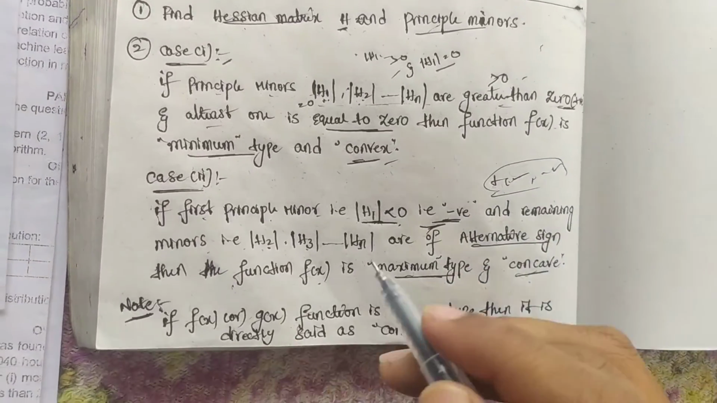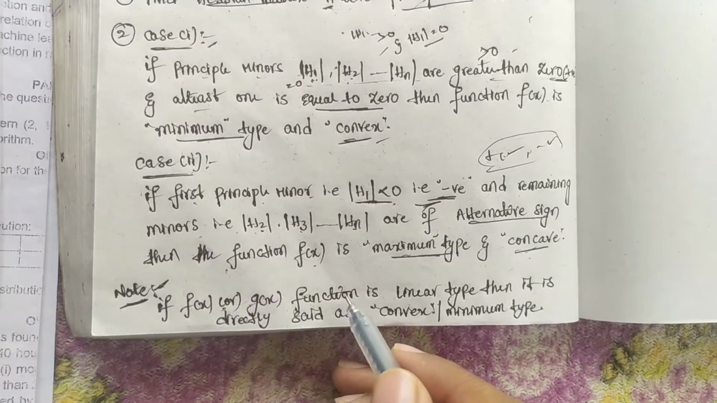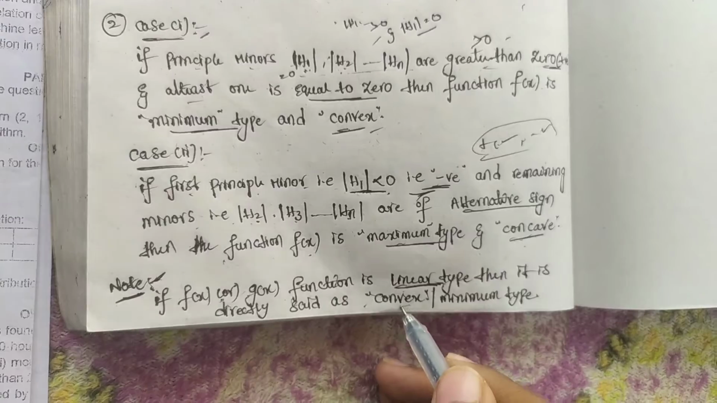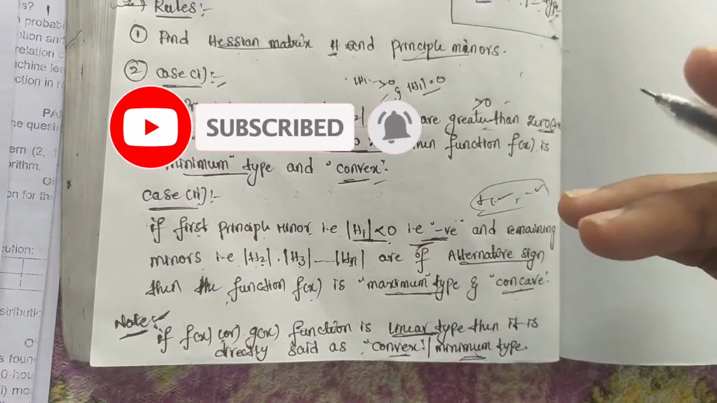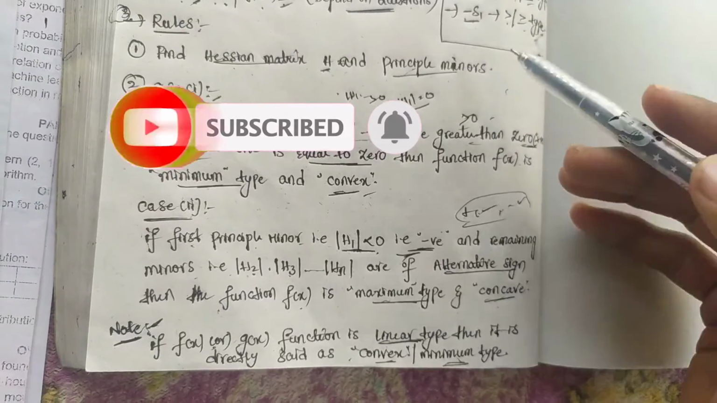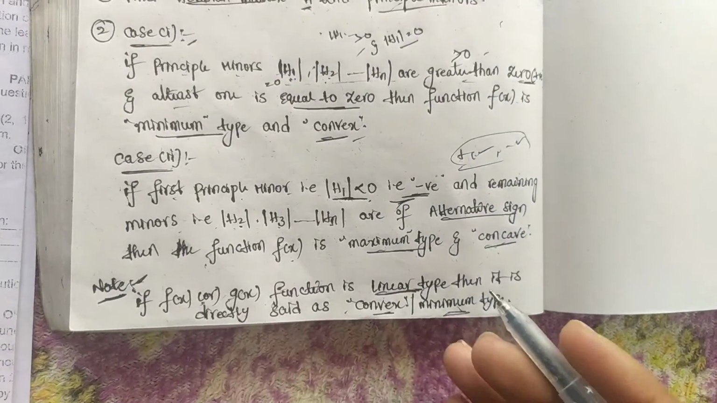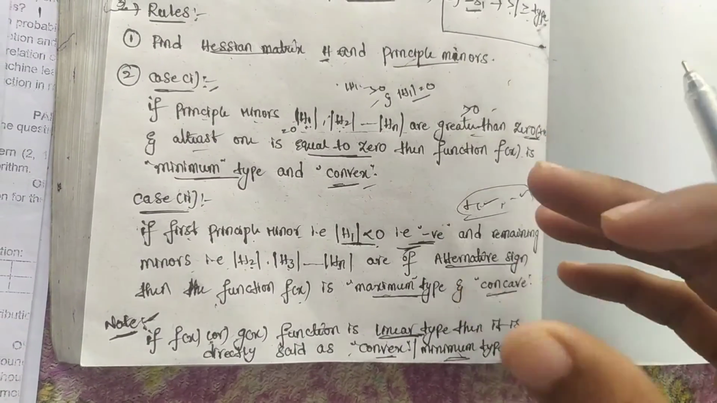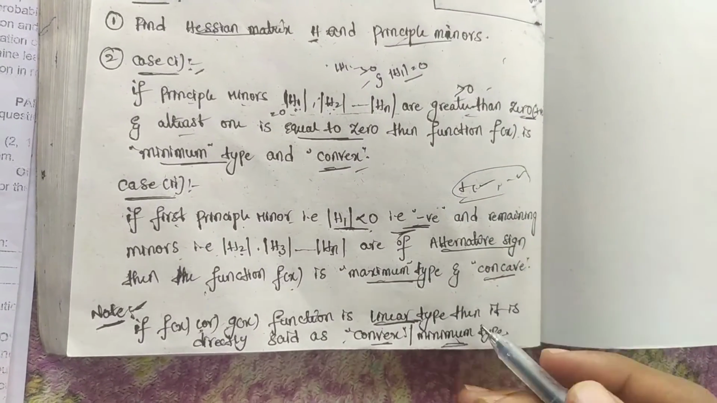So here we have to note one point: if f of x or g of x is a linear type function, then it is directly said to be convex or minimum type. Here we do not need to do the Hessian matrix and principal minors. If the question has a linear type condition or a constant function, we can directly say that it is convex or minimum type.